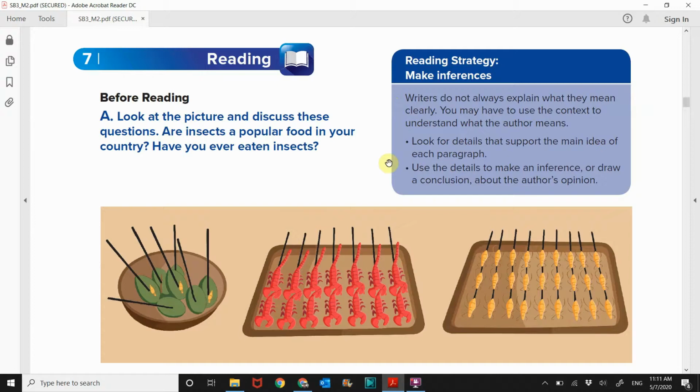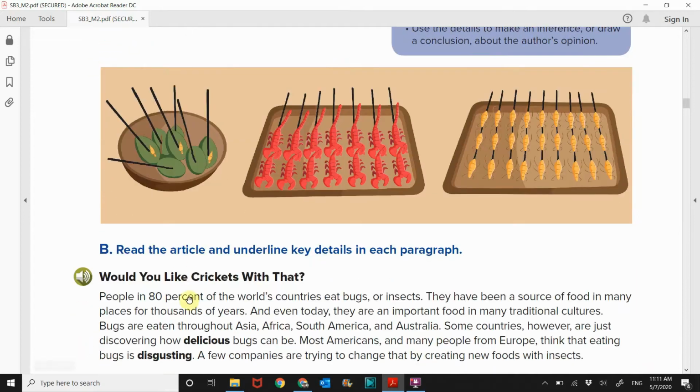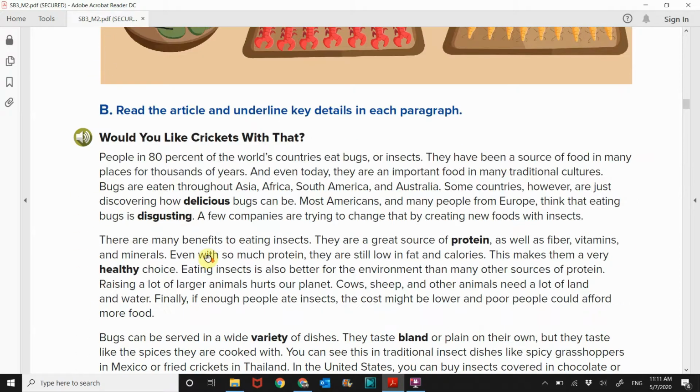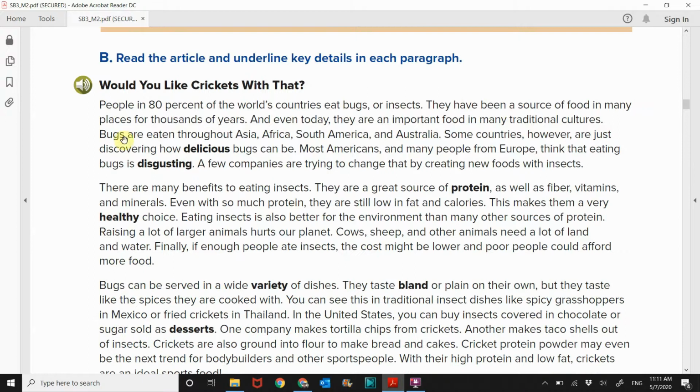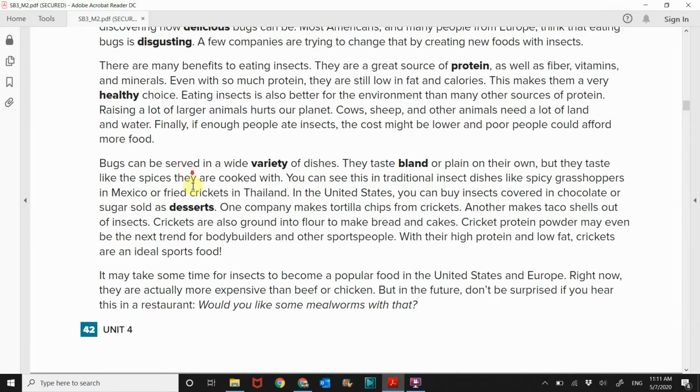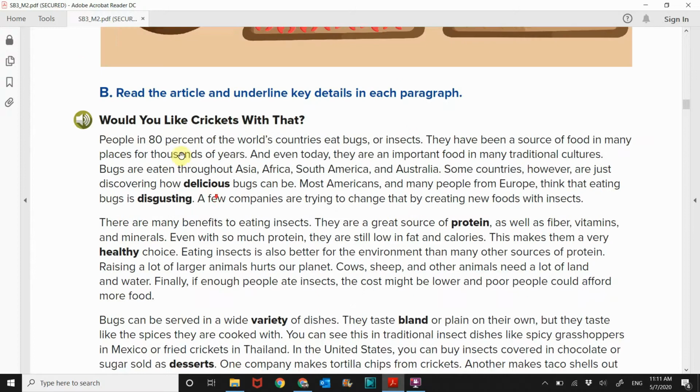Hicimos draw a conclusion, pero no es dibujar. Draw a conclusion is like para formar una respuesta about the author's opinion. So, in this one, this is the reading. So I'm going to play this. Make sure you listen and read, and then we will answer these questions.